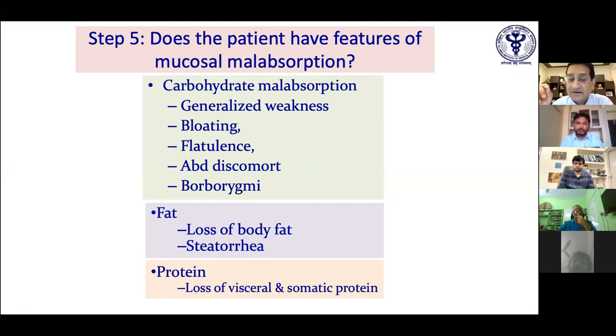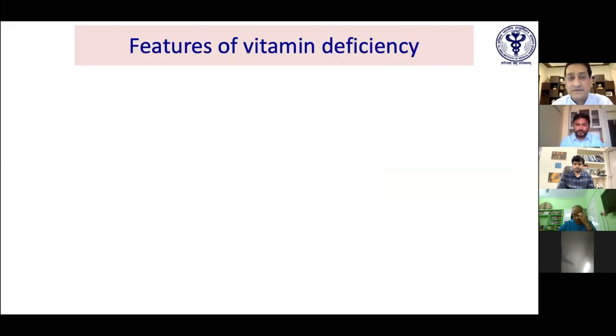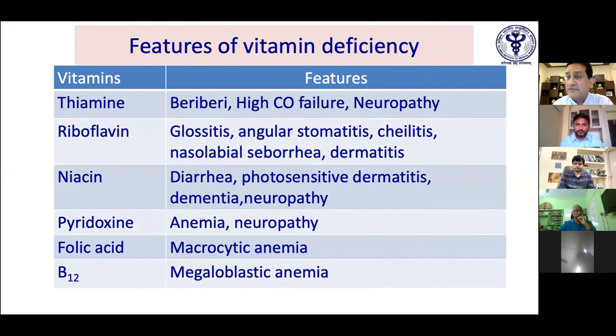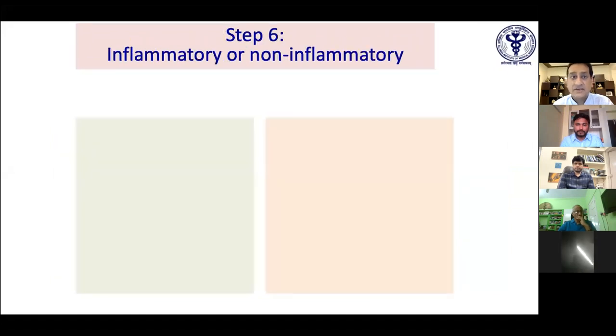And please remember, if somebody has edema and ascites, always consider lymphatic block. Normally, chronic small intestine disease will not have much edema and ascites, but whenever you see chronic diarrhea and edema, always think, is there a lymphatic block? It is a disease called lymphangiectasia. Look for vitamin deficiency, and these are very, very important clinical features.